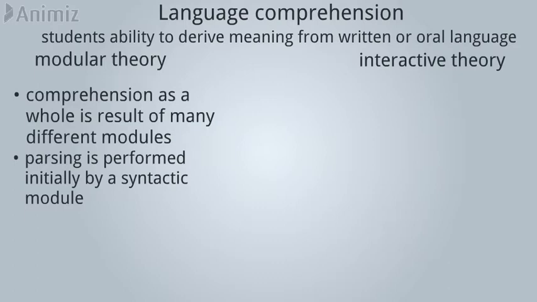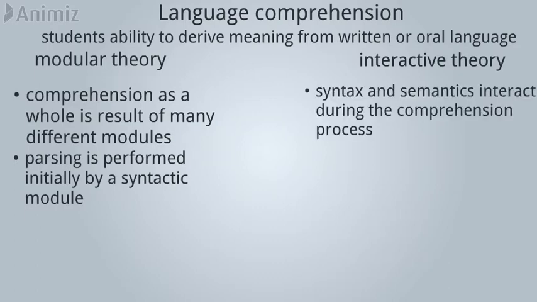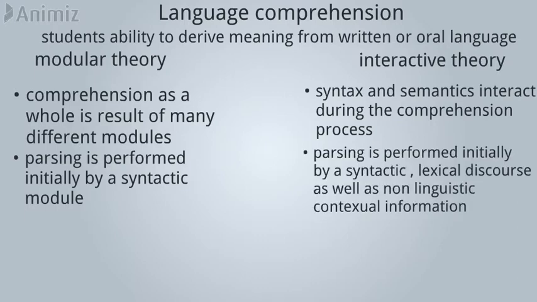Next, we have interactive model or interactive theory. This theory states that syntax and semantics interact during the comprehension process, and we simultaneously use all available information in our initial parsing: syntactic, lexical, discourse, as well as non-linguistic contextual information. There is data to support both modular and interactive accounts. Which account is the correct one is still up for debate.